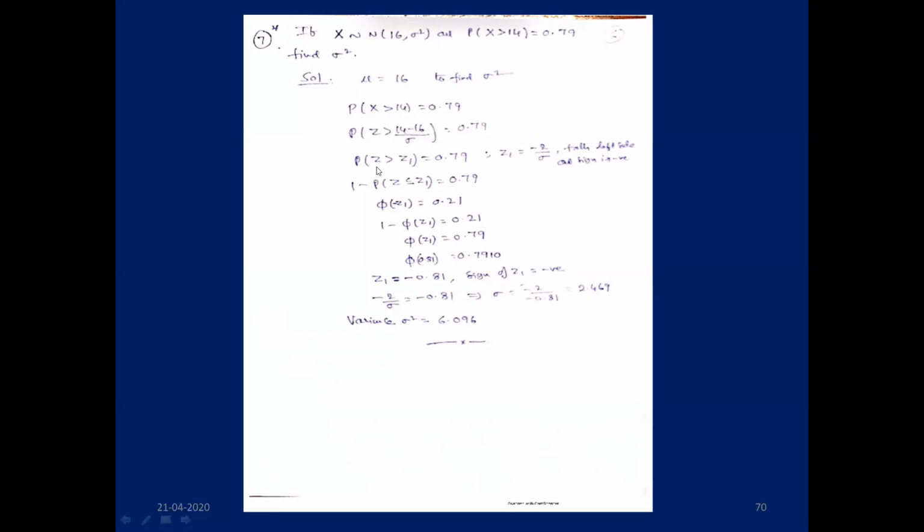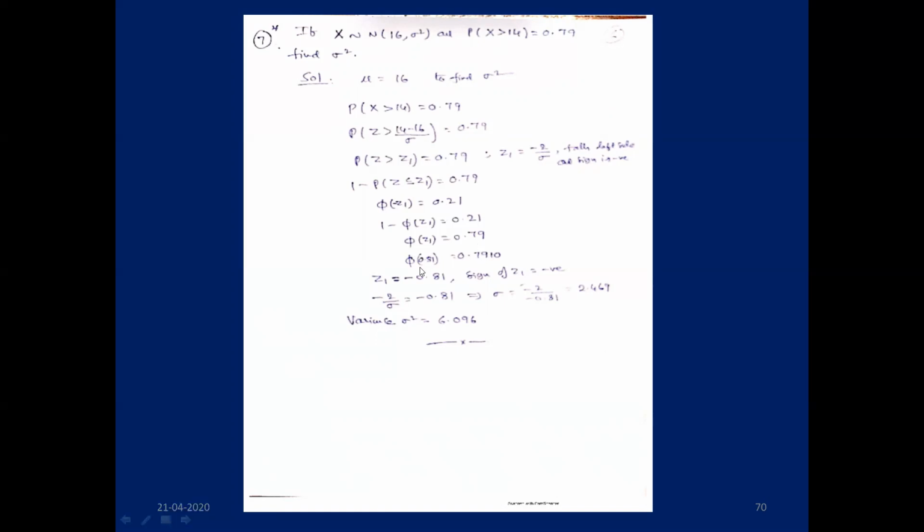This is called Z1. So probability of Z greater than Z1 is 0.79. By the complementary law, 1 minus probability of Z less than or equal to Z1 is 0.79. This is denoted as phi of minus Z1, because Z1 falls on the left side: the inequality is greater-than and the probability value is greater than 0.5. So the sign of Z1 is negative. Phi of minus Z1 is equal to 0.21, 1 minus phi of Z1 is equal to 0.21, phi of Z1 is equal to 0.79.